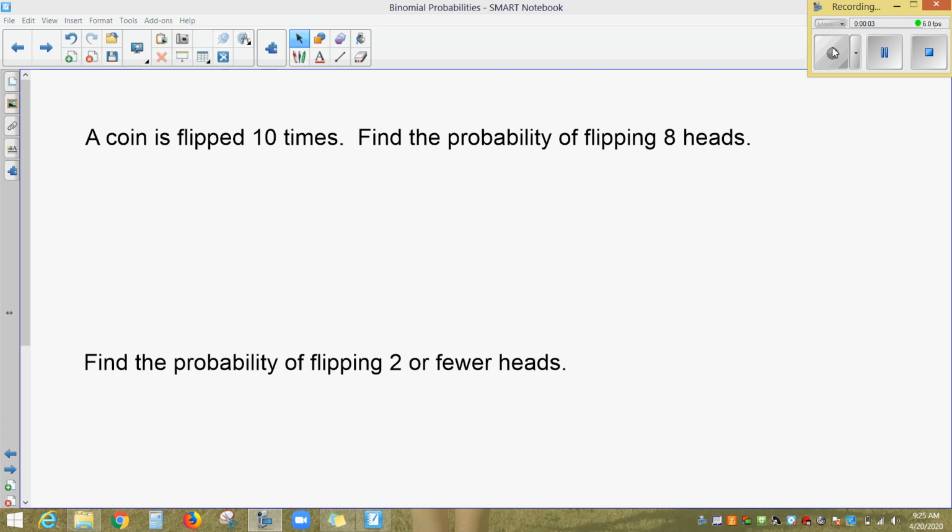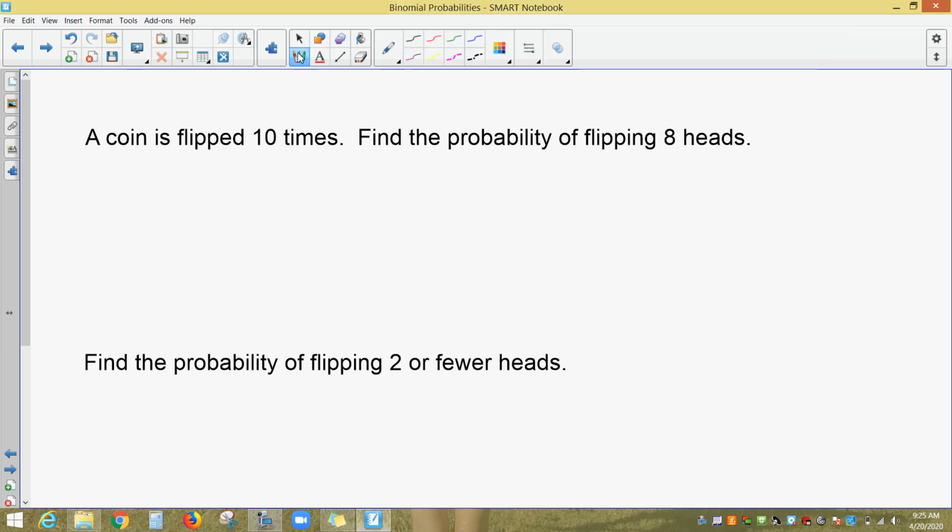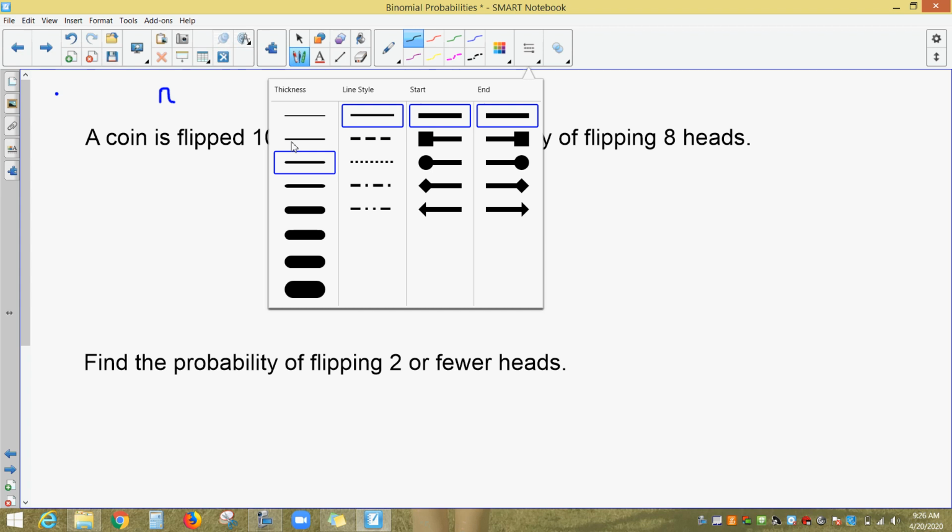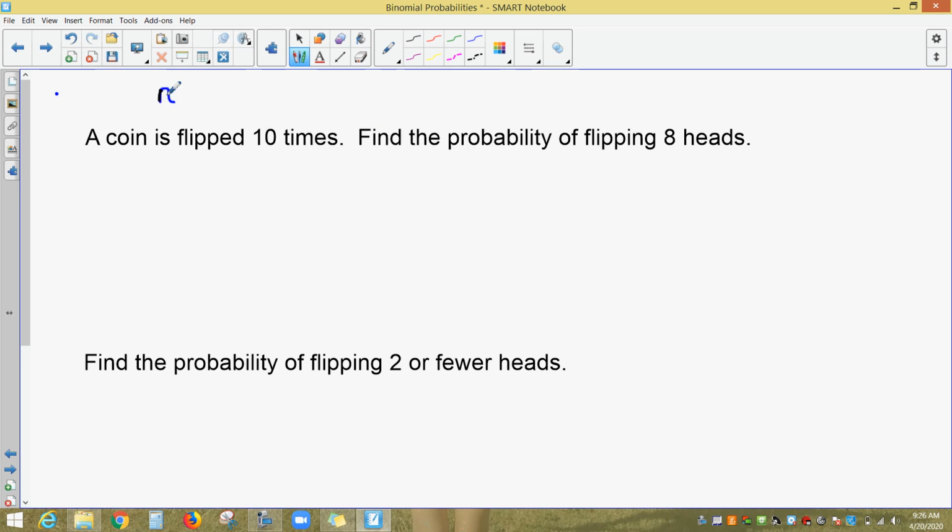Alright, so let's mix and match and put some things together. We are going to flip a coin, and we're going to flip that coin 10 times. And I want to find the probability of flipping 8 heads. If I am flipping the coin 10 times, that means n is 10.